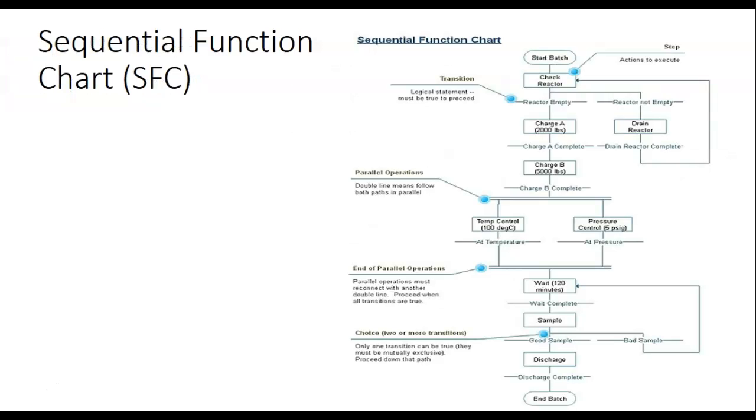Then we have what we call sequential chart. Germans love this. So what you do is you start off with an action, and then what's required to move to the next action. So these little dots right here, these are transitions. So it says, okay, check reactor. If the reactor energy is okay, then I'd move to this one. Charge A completed, move to that one.